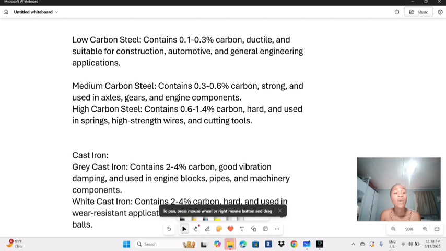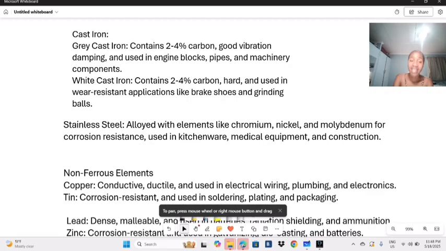We are now going to compare medium and low carbon steel. We know that medium carbon steel is stronger than low carbon steel, and medium carbon steel contains more carbon than low carbon steel. If we compare the three, we know that low carbon steel contains the least carbon compared to medium and high carbon steel. And we move to cast iron.